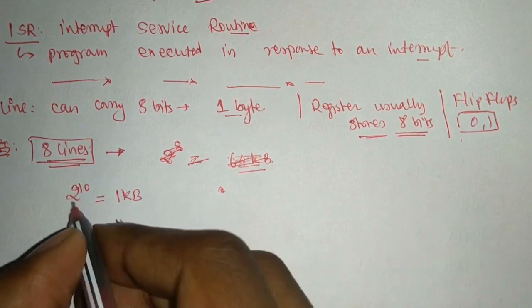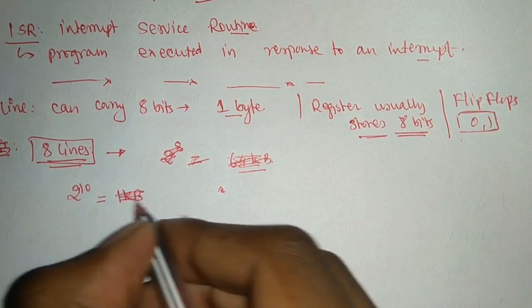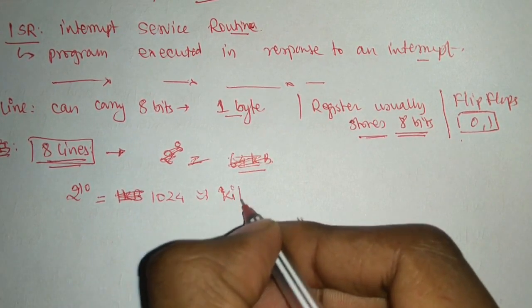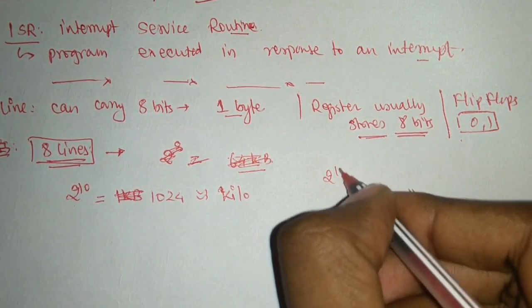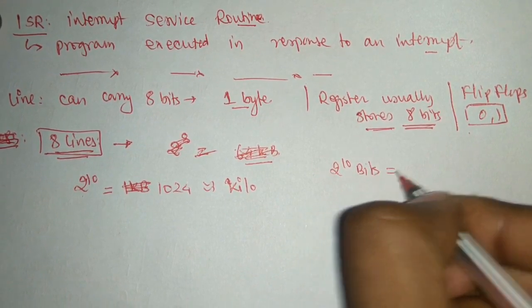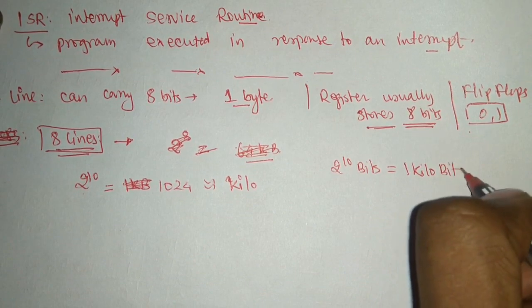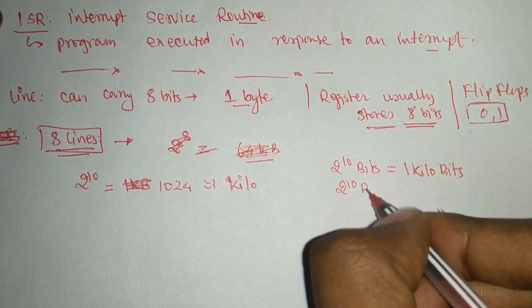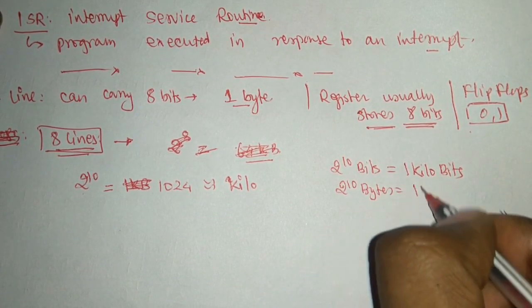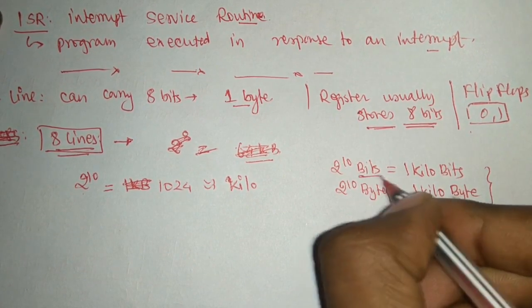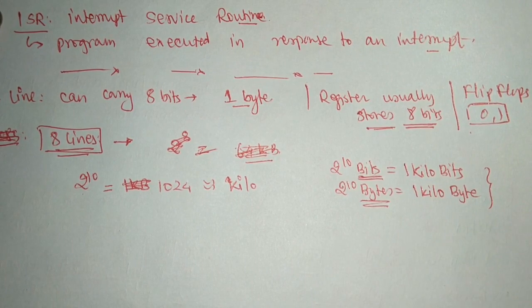Okay, and we have already discussed that 2 raised to power 10 is basically 1024, that can be said as a kilo. So if I say 2 raised to power 10 bits, then it will be 1 kilobit. If I say 2 raised to power 10 bytes, then that will be equal to 1 kilobyte. That is the basic difference that you have to remember, because bits and bytes are not equal to each other. There is a factor of 8 inside them already. 1 byte is equal to 8 bits only.